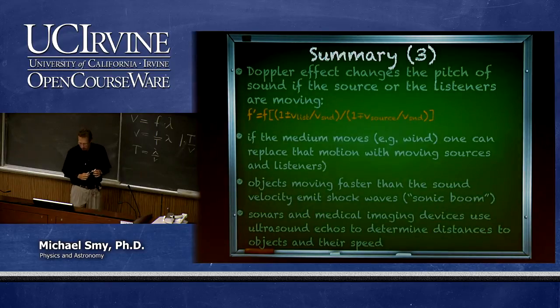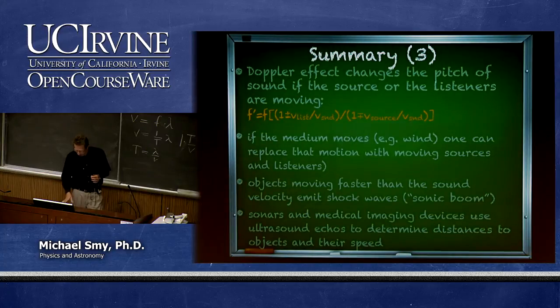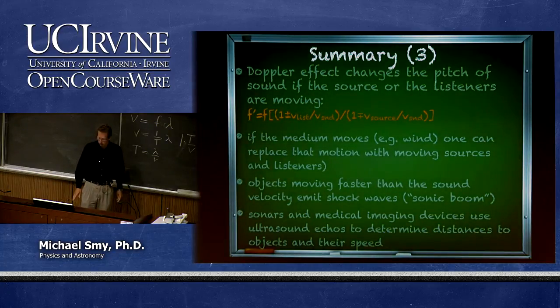Objects moving faster than the sound velocity emit shock waves called sonic booms. And sonars and medical imaging devices use ultrasound echoes to determine distances to objects and their speed.